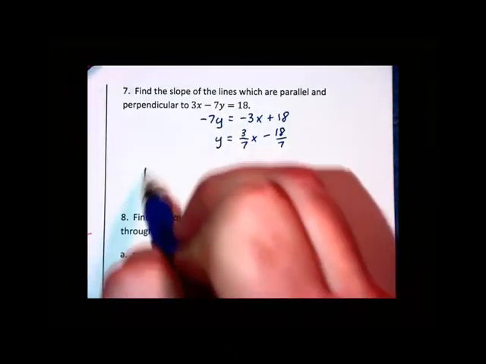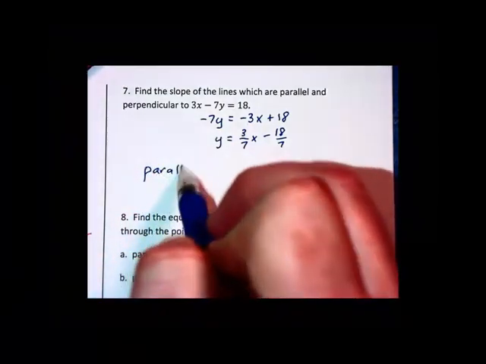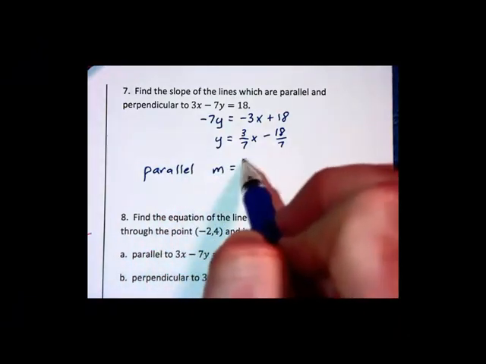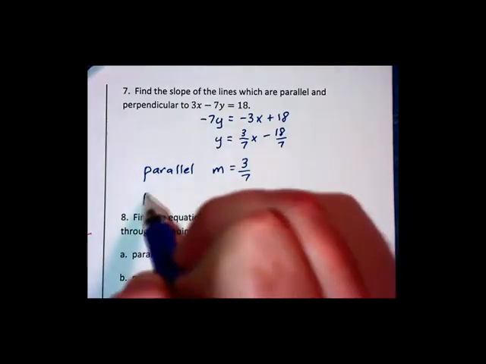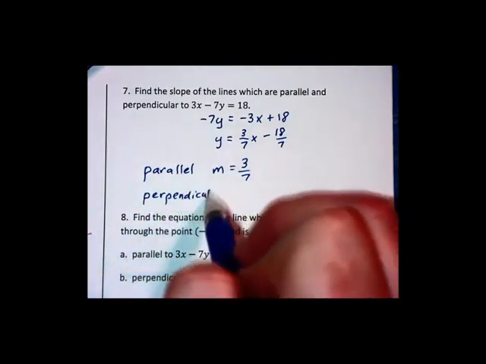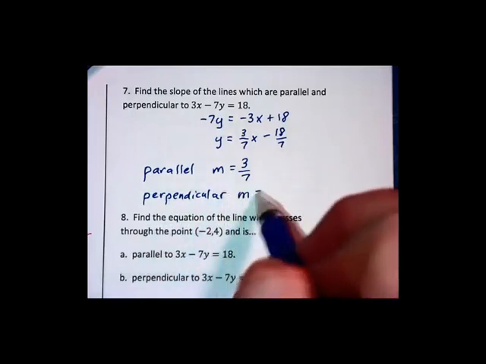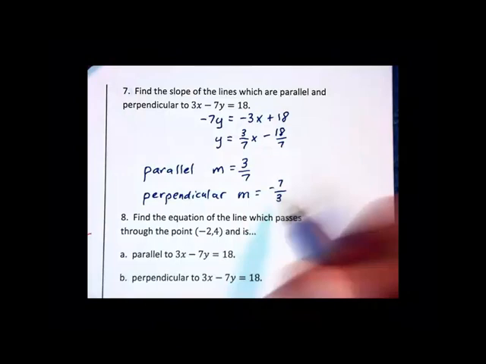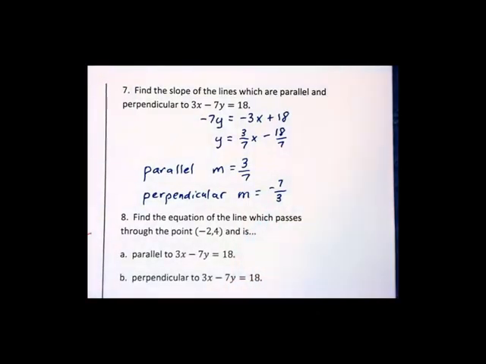So the slope of the parallel line to this would have a slope that's the same, 3/7, and the slope which is perpendicular to this given line is going to be the negative reciprocal, so we're going to change the sign to a negative and flip the fraction over and have negative 7/3.